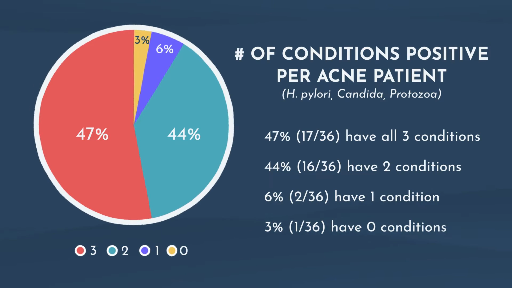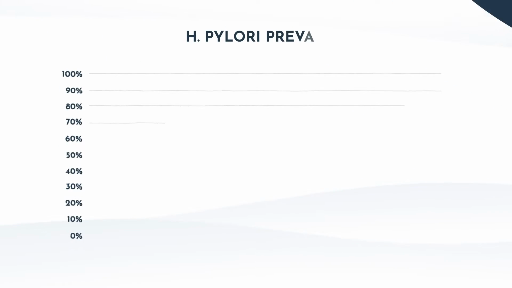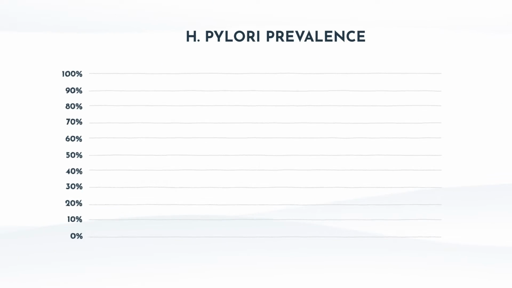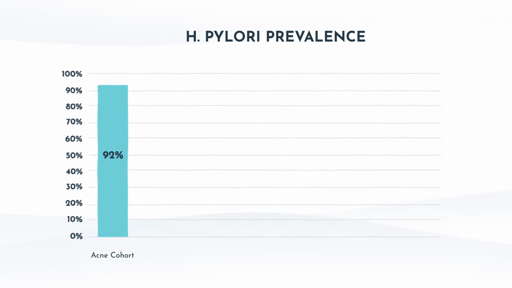And of course, the question is, okay, there are these numbers, but how does this compare to healthy, normal controls? It's a little bit hard to get that, but I did my best. With H. pylori, again, I found 92% of my acne patients having H. pylori. I found published research that said in a healthy population, it was about a 36% rate.